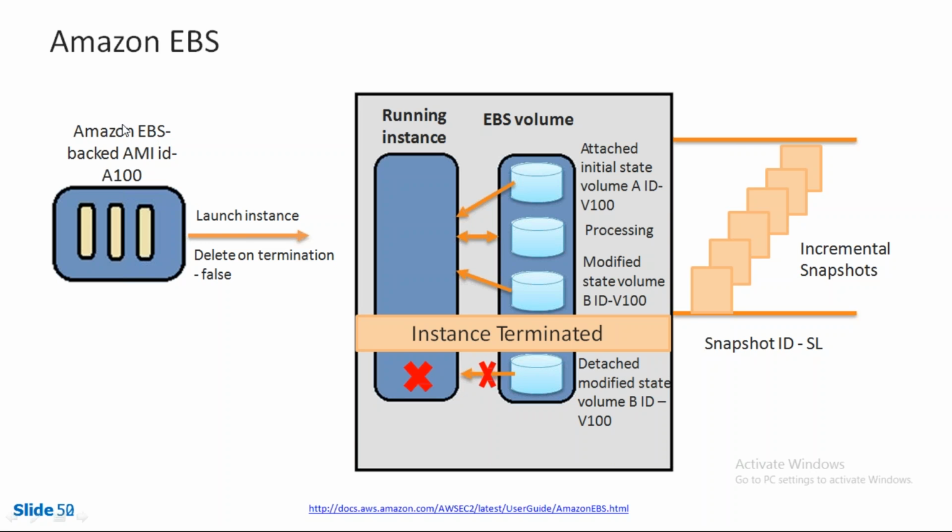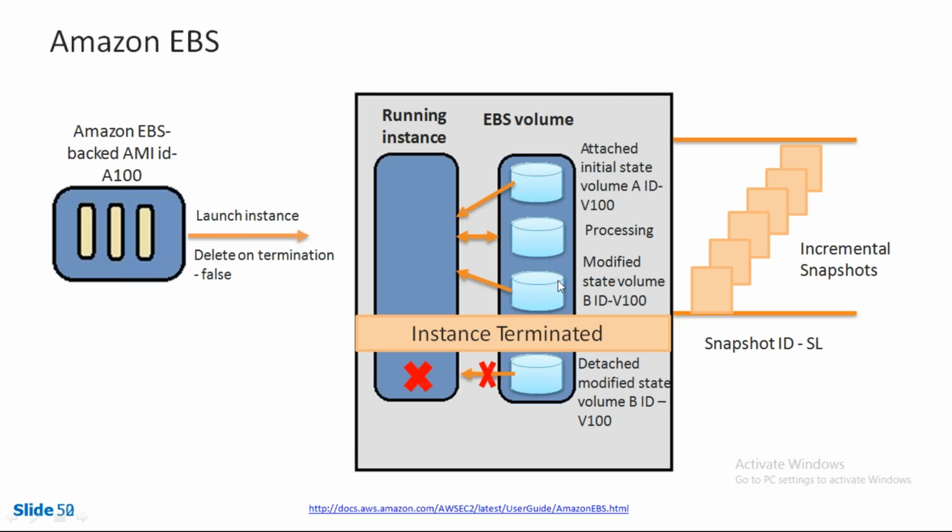So Amazon EBS backed AMI, ID A100. From this AMI, we are launching an instance, then a running instance. To this running instance, we are attaching volumes. Once the instance is terminated, if that instance is an EBS backed instance, all your data can be safe.